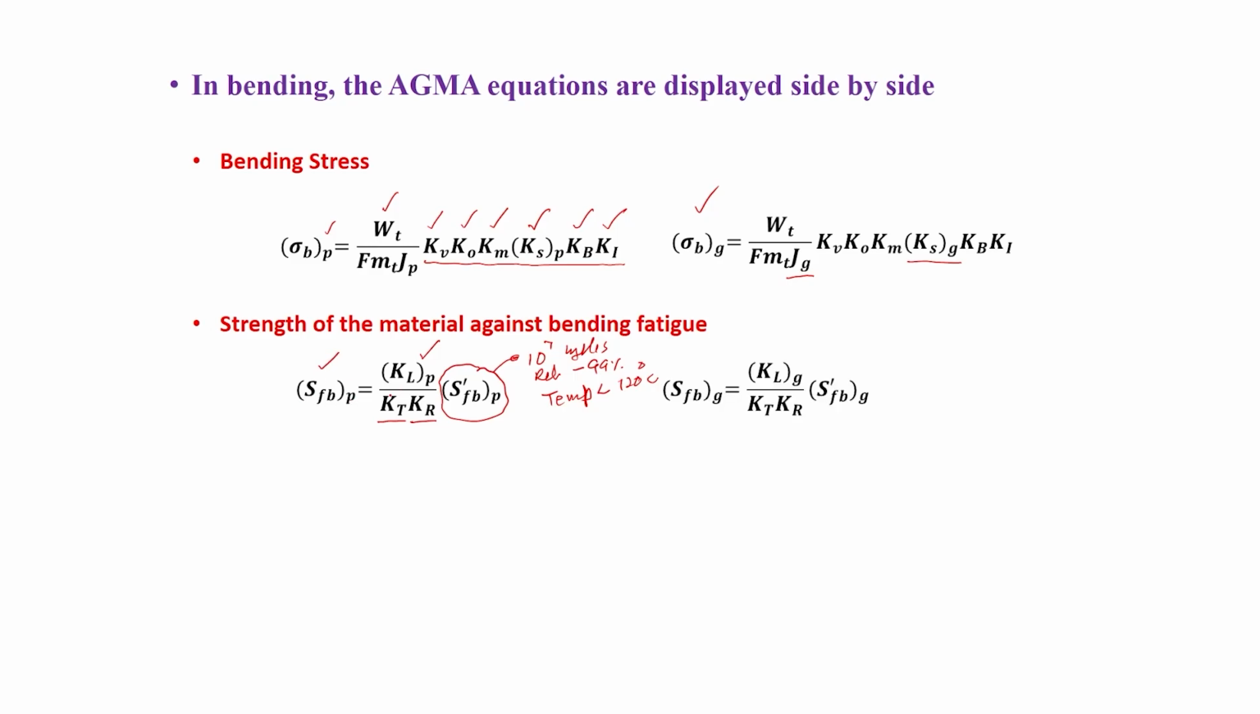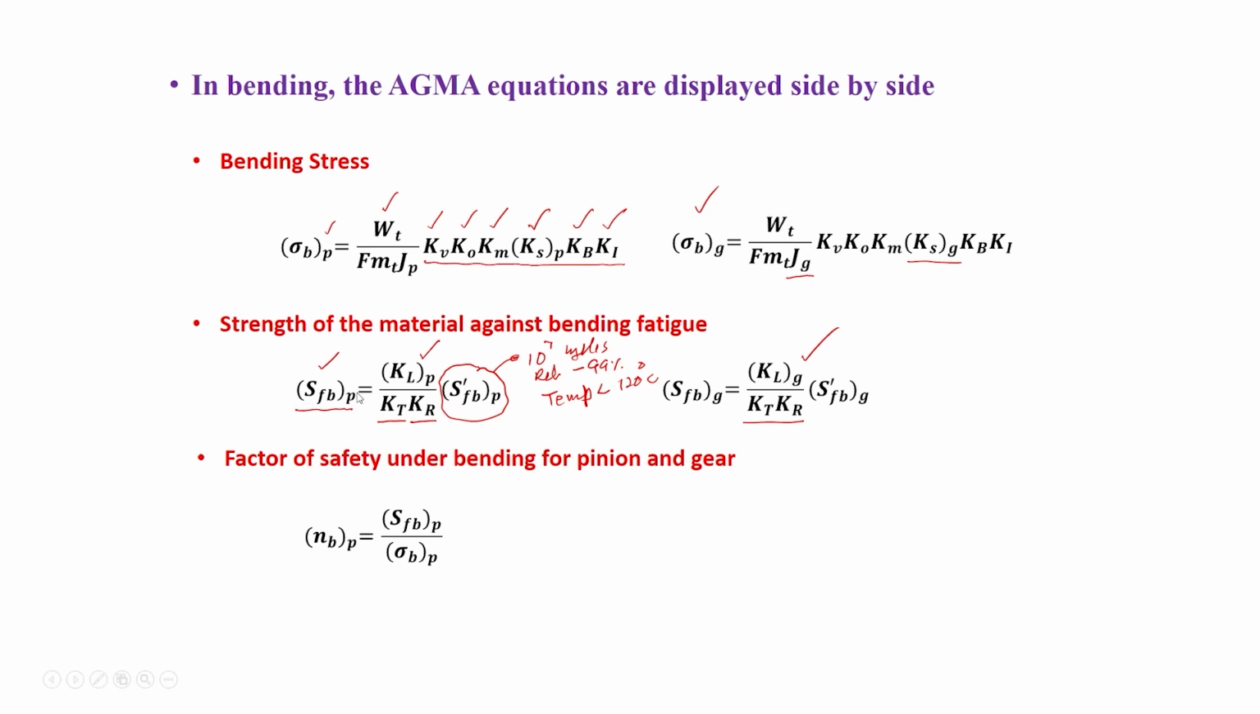Similarly, for the case of gear, it will be like this. The life factor for the pinion and the life factor for the gear will be different. The temperature and reliability factor will be same for the gear and the pinion. Factor of safety under bending for pinion and gear will be determined by ratio of the bending fatigue strength and the bending stress, and that is given by this, and it is defined by NB pinion and NB gear.